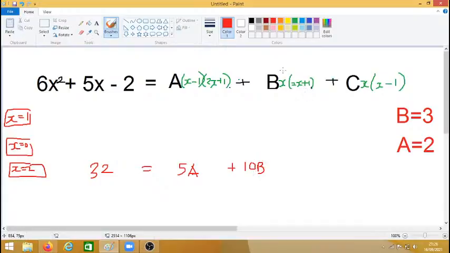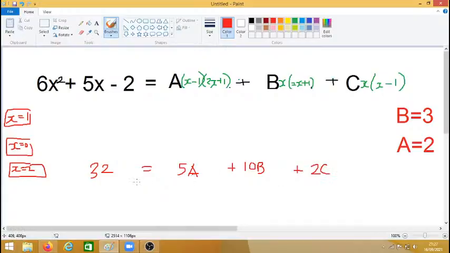Let's just quickly check that. x is 2. 2 times x plus 1 would be 5. 2 times 5 is 10, so that looks good. 10b. And then lastly, x is 2 here. 2 times 1, 2c.